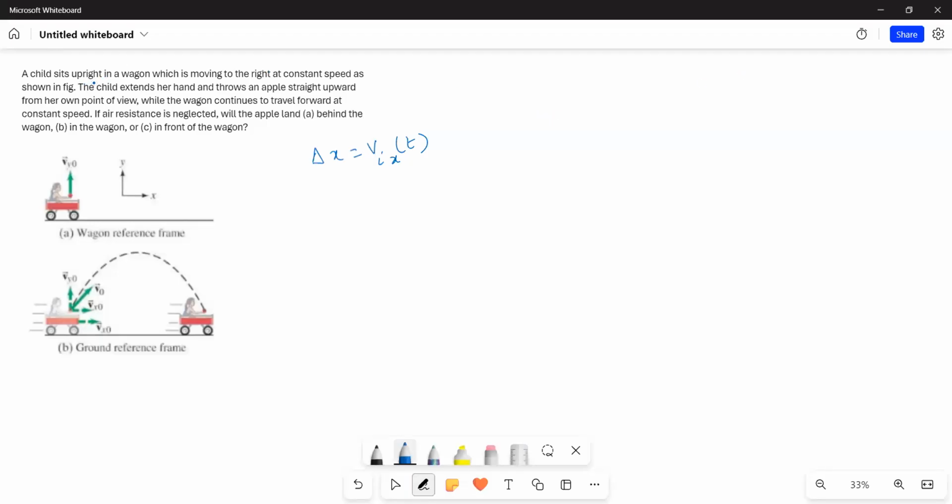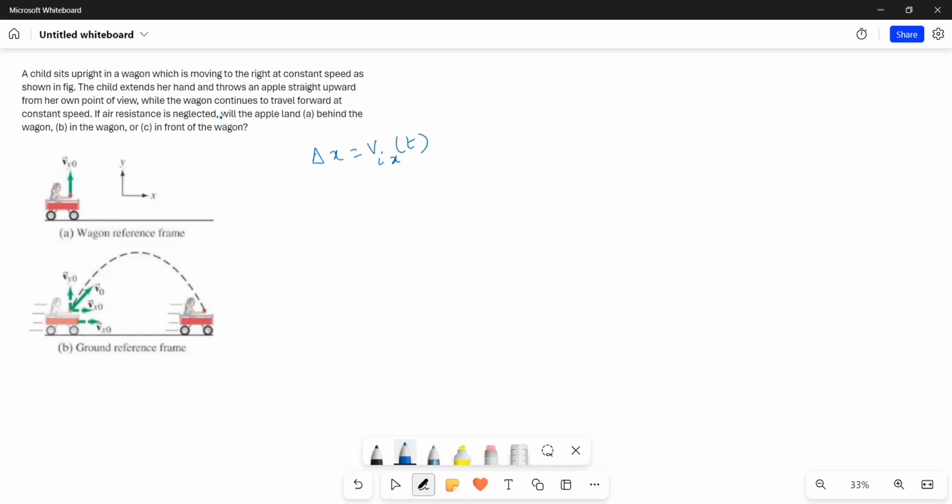A child sits upright in a wagon which is moving to the right at constant speed as shown in the figure. The child extends her hand and throws an apple straight upward from her own point of view while the wagon continues to travel forward at constant speed.